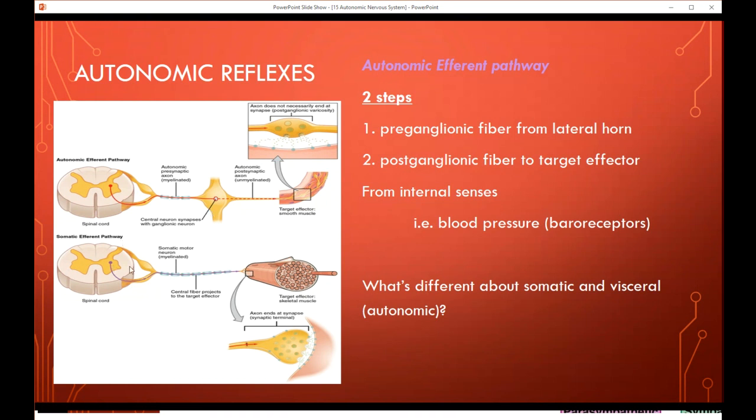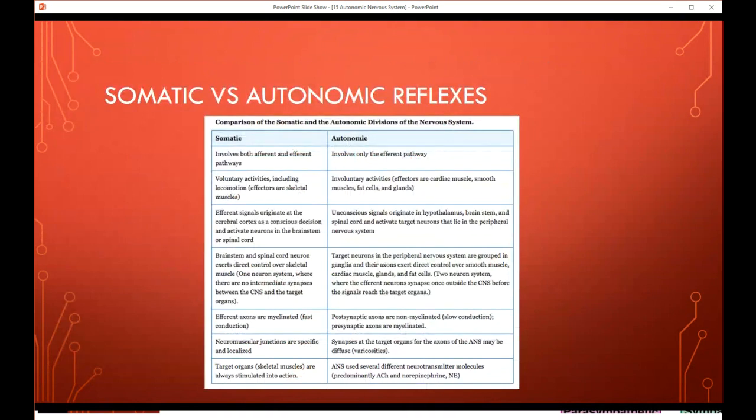Whereas in the case of our somatic pathway, look at the really long myelinated fiber there going all the way to the muscles, right? So this is that two-step, this is a single-step response. Look at those and just determine what's different about the somatic versus the visceral. This is visceral, this is somatic.